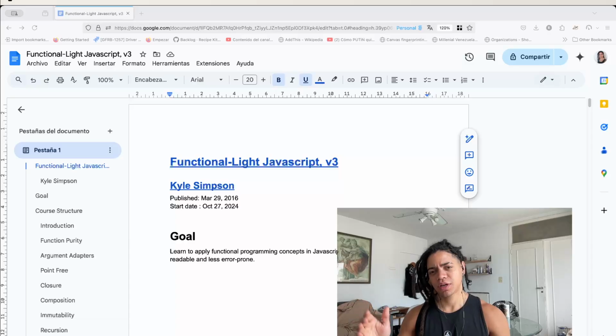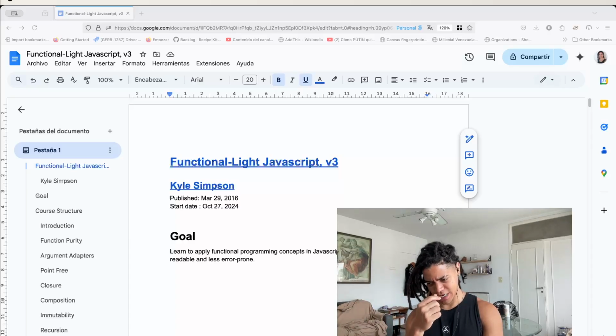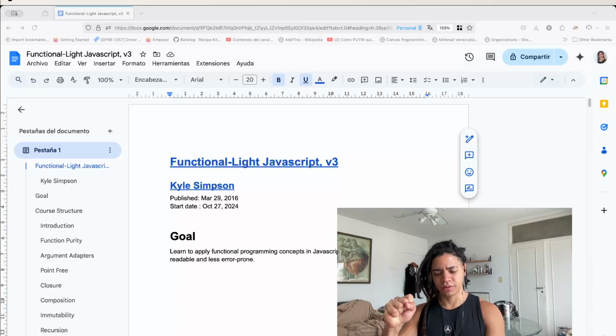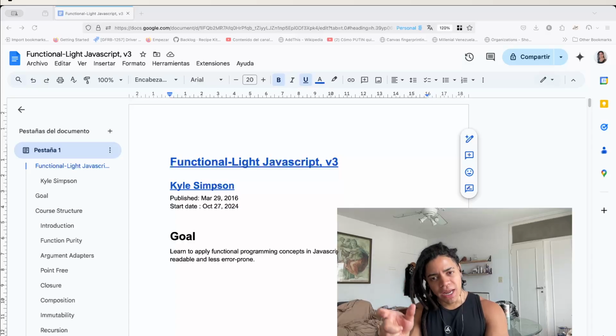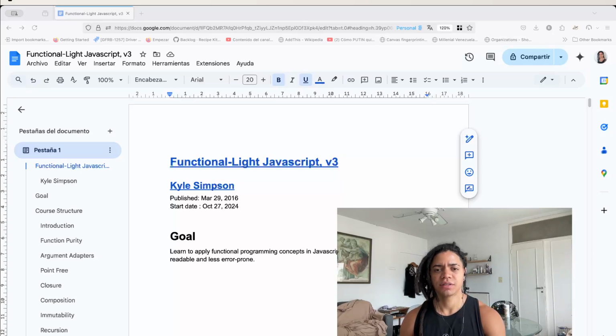So let's go explore now Functional-Light JavaScript version 3, which is a course taught by Kyle Simpson, based on his experience of how we can use this mathematical tool set when writing applications that are less error prone and provable, which makes our code much easier to debug, to maintain, and to fix.